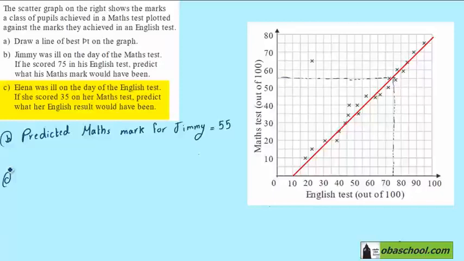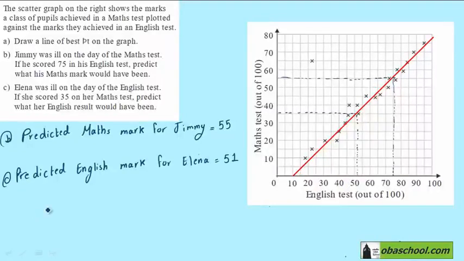Part C says, Elena was ill on the day of the English test. If she scored 35 on her math test, predict what her English result would have been. Again, we need to do the same thing. We go to the math scores and we start with 75. We go straight to the line of best fit and then drop down to the x-axis to see how Elena would have performed on the English test. Notice that it hits the x-axis somewhere between maybe 51 and 52, if I must say. So the predicted English mark for Elena is 51.